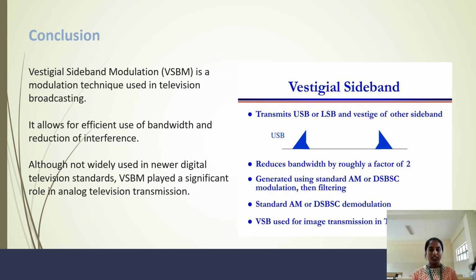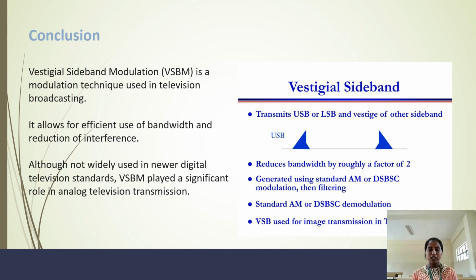Next, the conclusion of vestigial sideband modulation in television broadcast. Vestigial sideband modulation is a modulation technique used in television broadcasting. It allows for efficient use of bandwidth and reduction of interference. Although not widely used in newer digital television standards, vestigial sideband modulation played a significant role in analog television transmission.